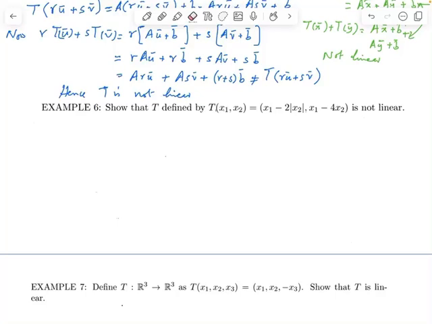Okay, continuing with section 1.8, this is the last video. We have a couple of examples here. Example number 6 says, show that the T defined by this rule is not linear. So in this case, we have to show that the transformation is not linear, so we want to see if it satisfies the properties of linearity. So we check the first one.